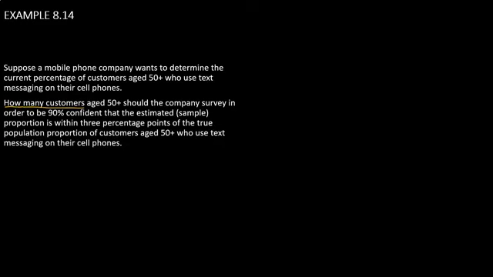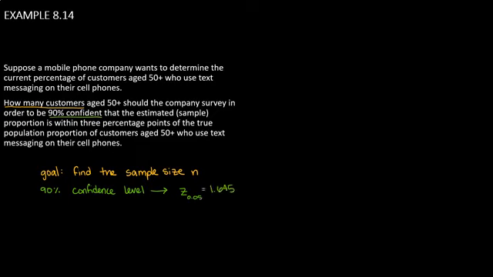First, let's pull out the information in the wording of the question. We can see that we are being asked to find the sample size. How many customers? That's the same thing as saying find the sample size. We know we're going to consider a 90% confidence level, which means we're going to use a z-score of 1.645. We also know that we want our error to be within 3 percentage points. So we're going to keep the error within 3%. We're going to use 0.03 for the error.